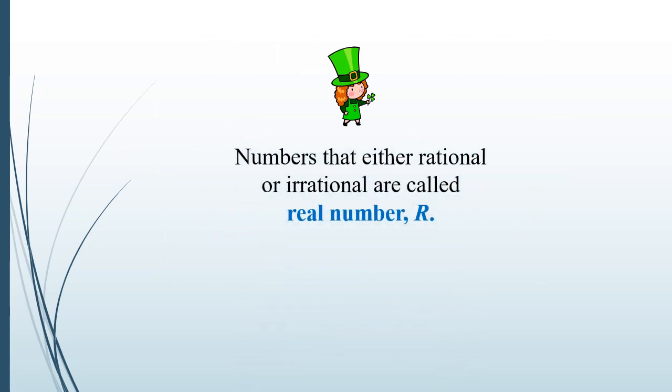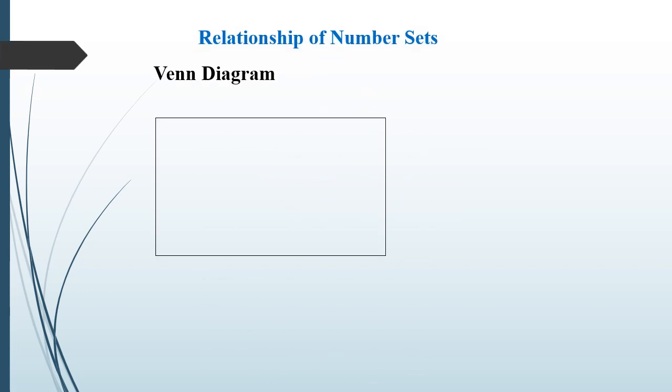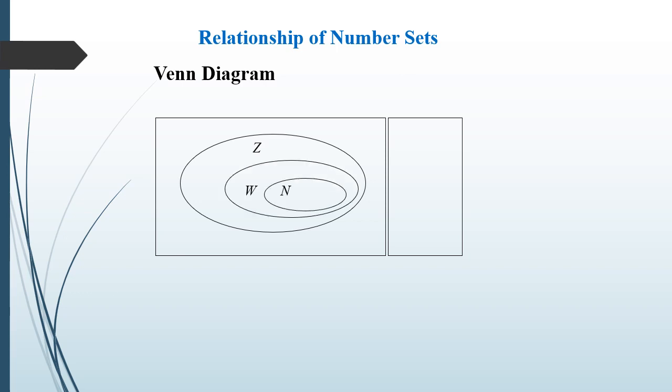Numbers that are either rational or irrational are called real numbers. So in real numbers, we have two groups. The first one is rational, the other one is irrational. But in rational numbers, we have other groups. So to represent the relationship between the sets of numbers, we use a Venn diagram. We have two types of numbers in real numbers. The first one is rational, the second one is irrational. So this is the rational number, and this is the irrational number.